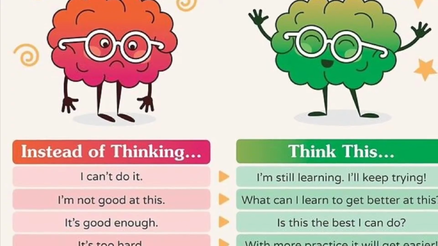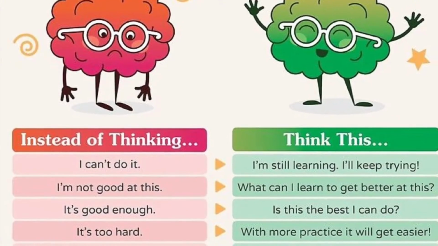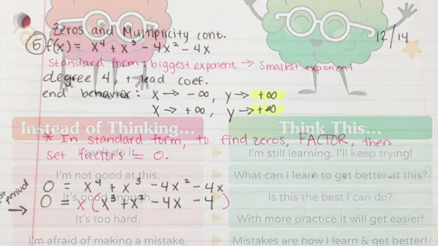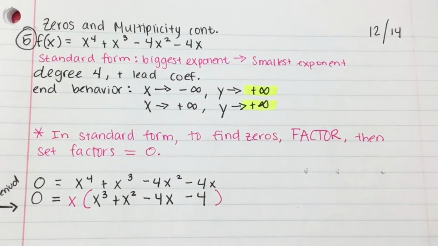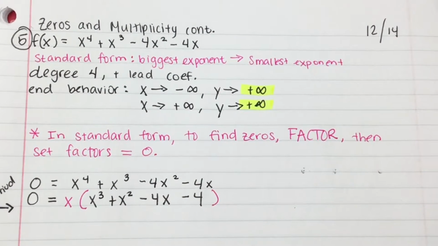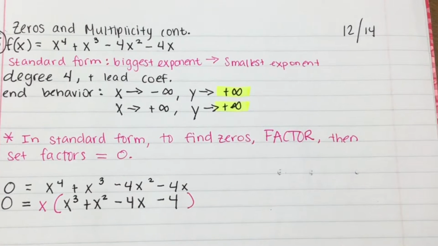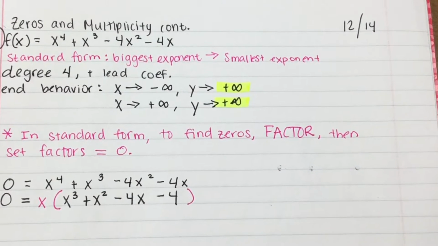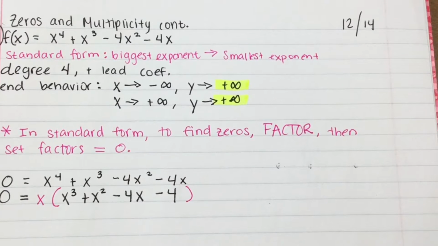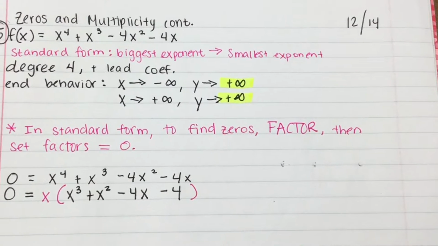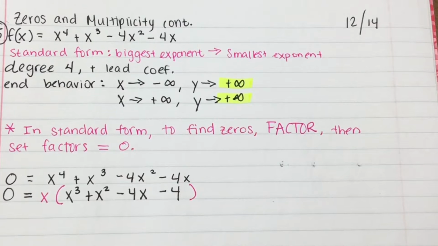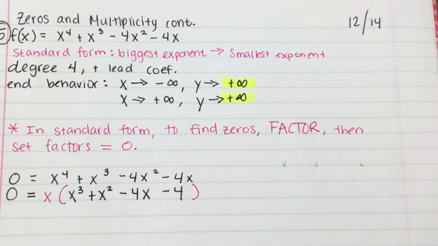What's up, guys? We're going to continue finding zeros and talking about the multiplicity of those zeros with polynomial functions today. And we're going to be looking at standard form. We have already looked at factored form. So standard form is when you have terms separated by addition and subtraction, and those exponents are written from the largest to the smallest in descending order.